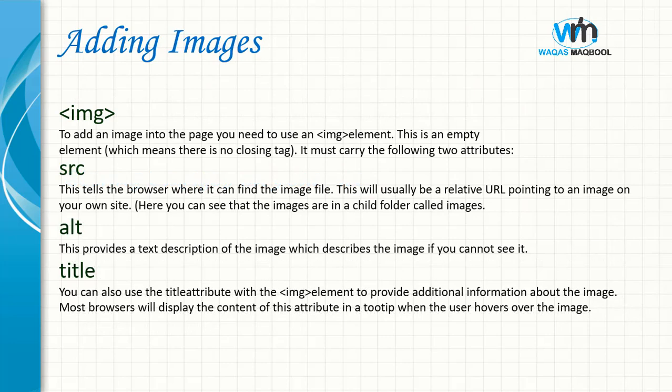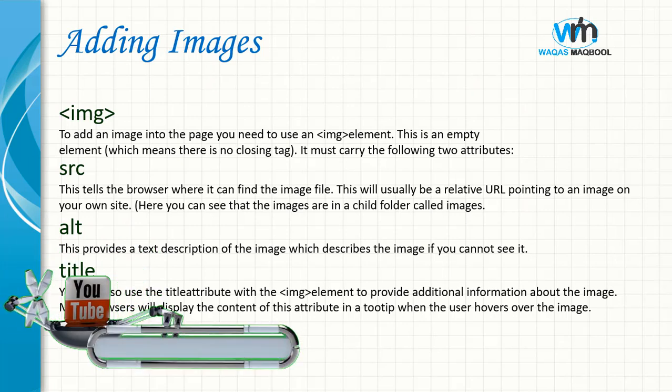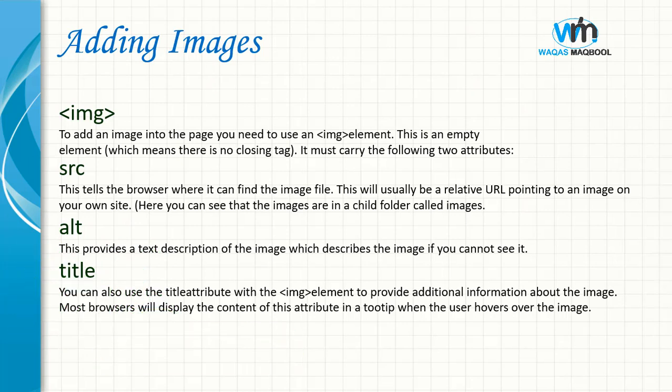Adding an image: how to add an image on your website. The img tag is used for adding an image on your web page. To add an image into a page, you need to use an img element. This is an empty element, which means there is no closing tag. It must carry the following two attributes. The first one is src, the source. This tells the browser where it can find the image file. This is usually a relative URL pointing to the image on your own site.